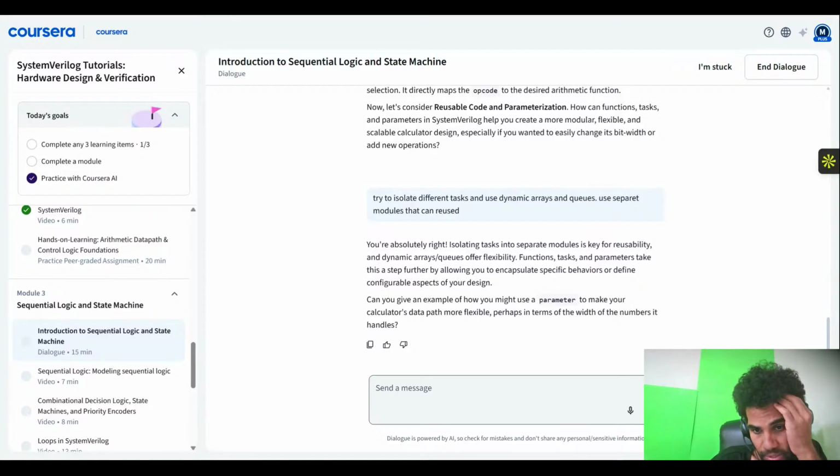Can you give an example of how you might use a parameter to make your calculator's data path more flexible, perhaps in terms of the width of the operands? Yeah, okay.